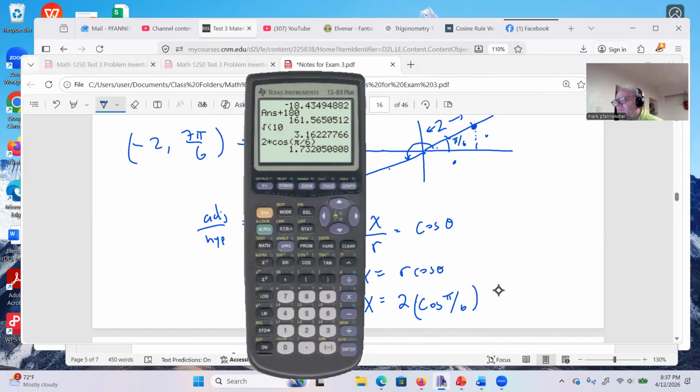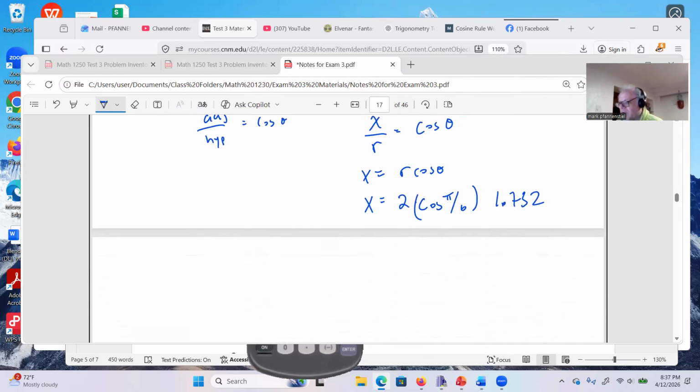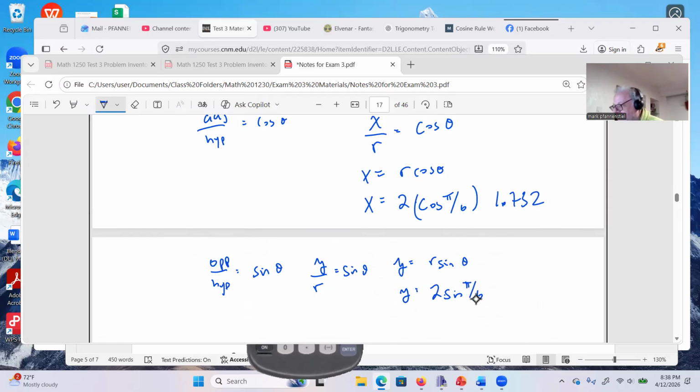So we can say this is 1.732. Let's do the y value. What relates the opposite, the hypotenuse, and the angle? That's the sine. So we can say that y over r equals sine theta. So y is equal to r sine theta. Y equals 2 times sine of pi over 6. I know for sine of pi over 6, it's going to be a half. So this is going to be a real easy problem. We're going to get 1.